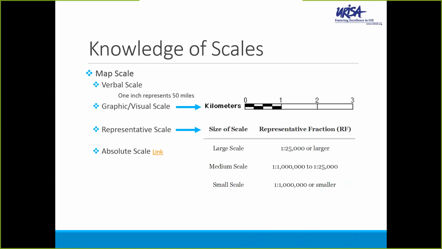So representative scale, you have the large, medium, and small. An absolute scale, it's represented without units specified, which I find useful. I've got an example written out here. It's 1 to 24,000. Basically, any unit, 1 unit on a map equals 24,000 units on the ground or in reality.